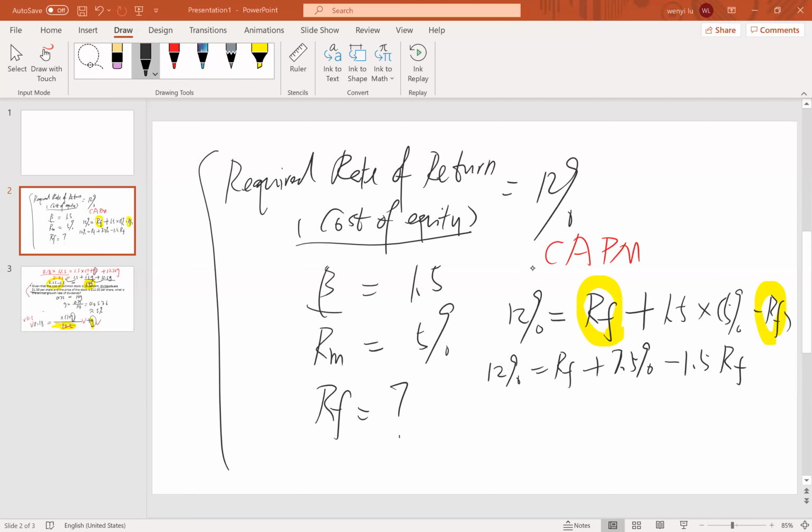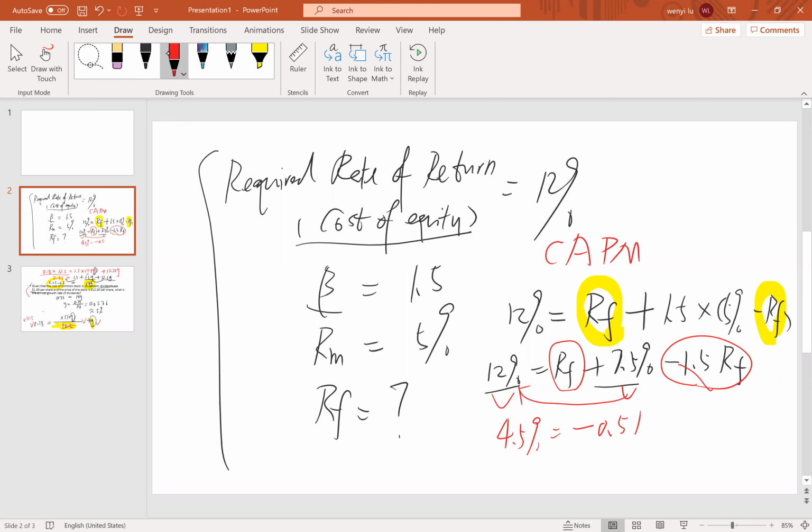And you can see we can move the numbers into one side, and leave the terms with the RF on the other side. So these two will be on one side, and these two will be on the other side. So we put this one to here. 12 minus 7.5 equals 4.5%. And 1 RF minus 1.5 RF equals minus 0.5 RF.